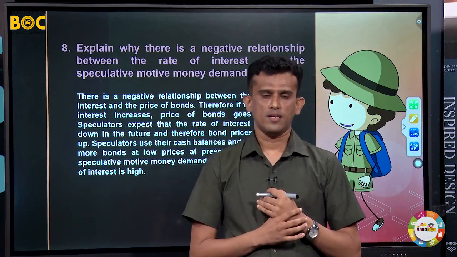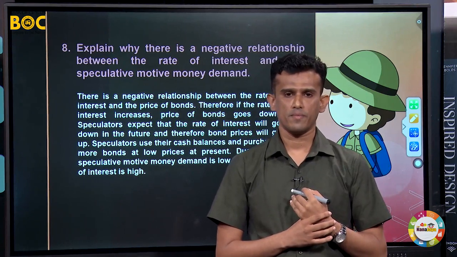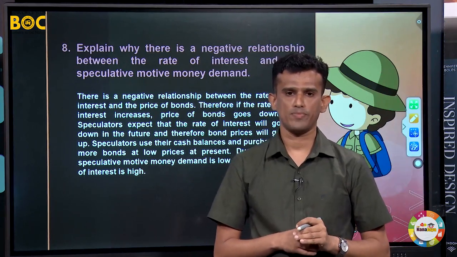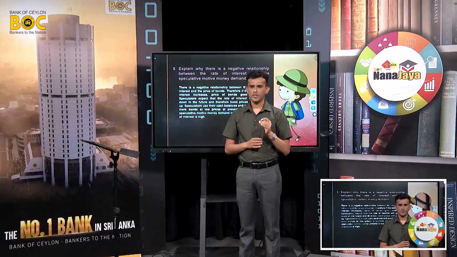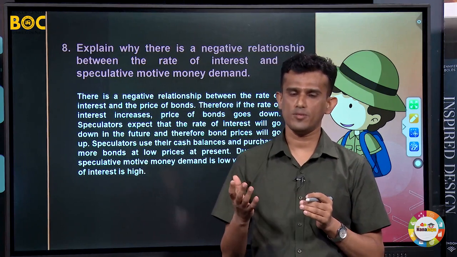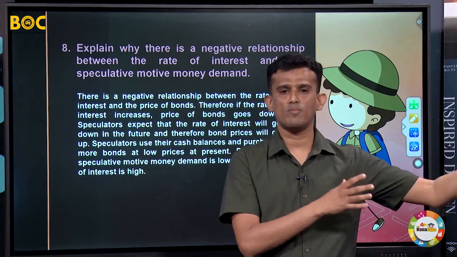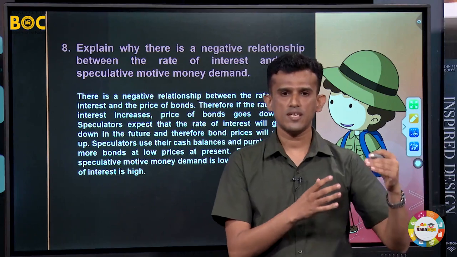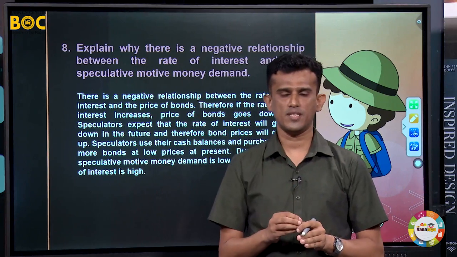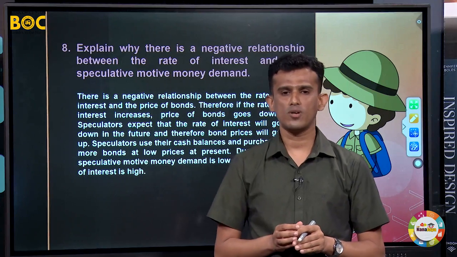To the other way, if the rate of interest of the economy is low, the bond prices of the economy will be high. What do the speculators do? The speculators are having bonds with them which were bought at low prices in the past. So they will sell those bonds at high prices at the moment and keep cash balances with them in order to buy bonds in the future when their prices are going down.